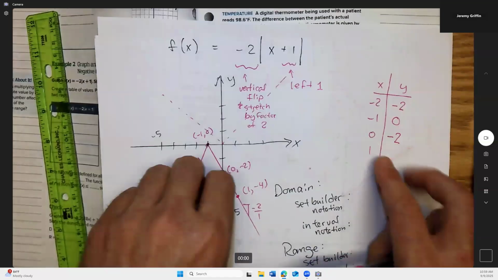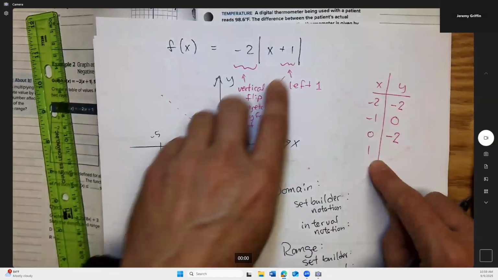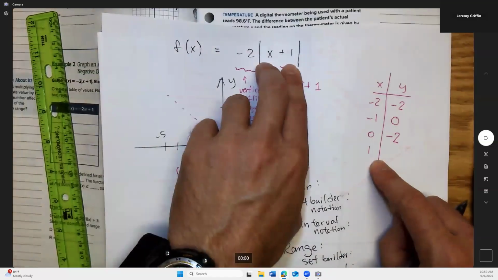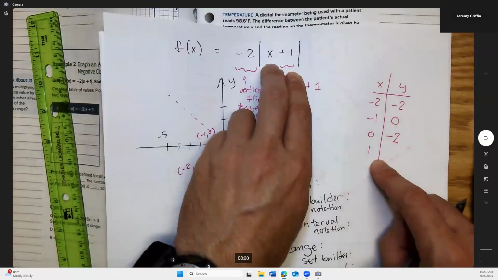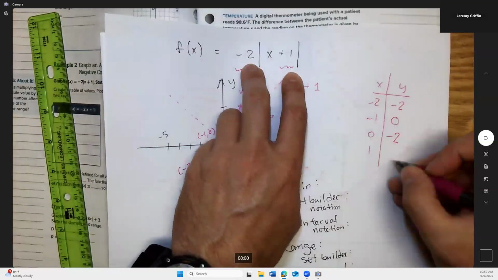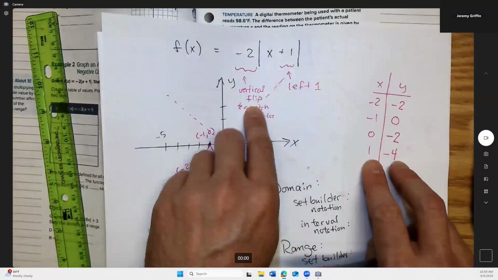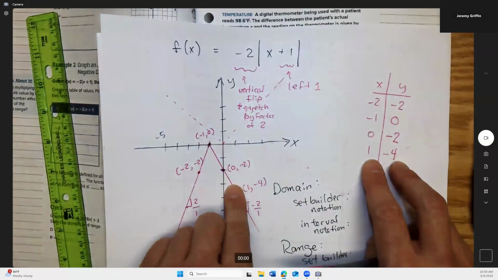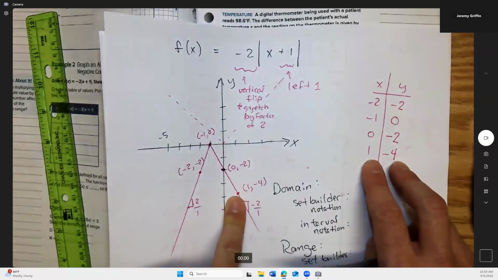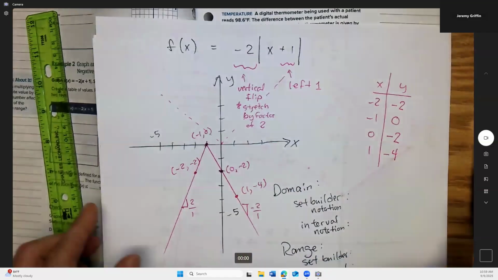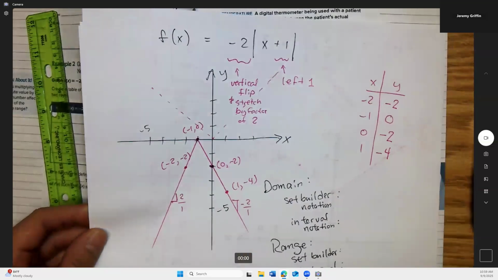One more point I want to try. So 1. Because what's 1 plus 1? 2. Absolute value of 2 is 2. Times -2 is -4. So 1, -4. Let's see, is that a point? 1, -4. Oh yeah! It's right there! So that makes sense.